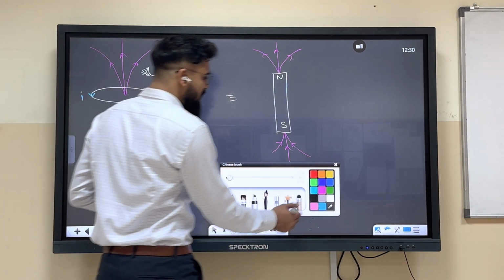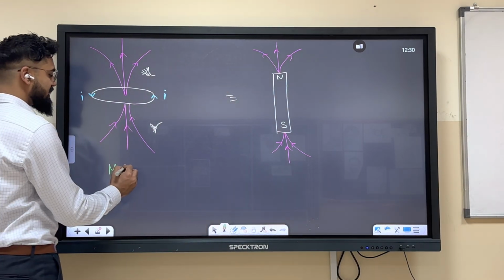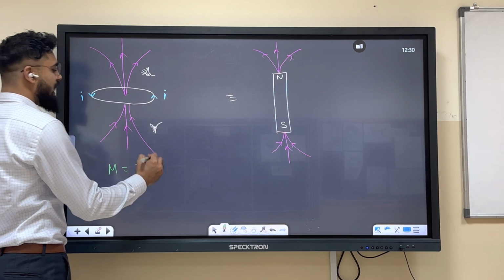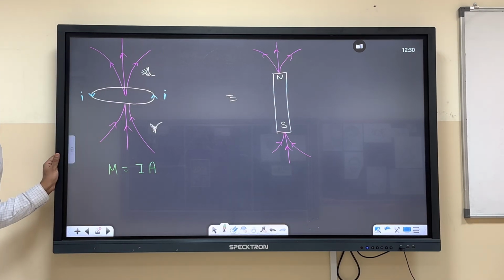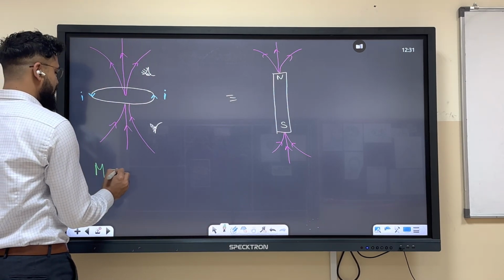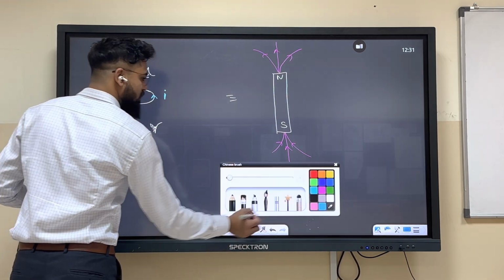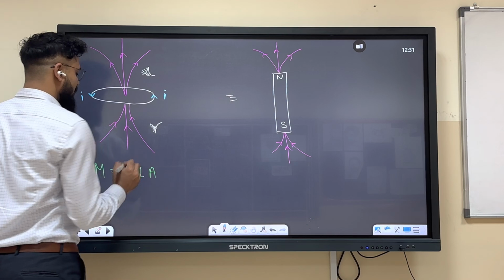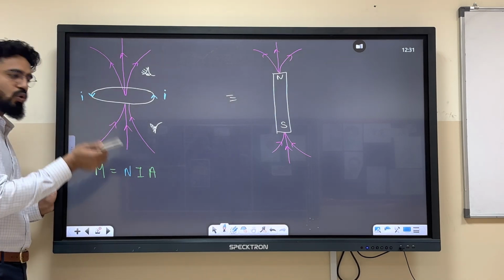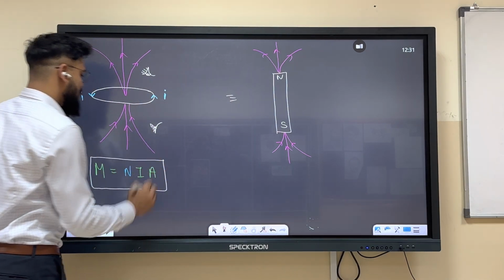Over here we define the magnetic moment for a coil as M equals I into A. Let's say you have n number of turns of the loop. Then M will be N into I into A.